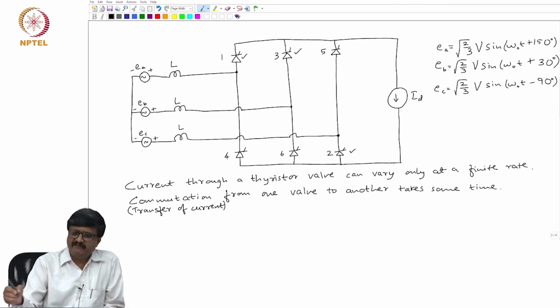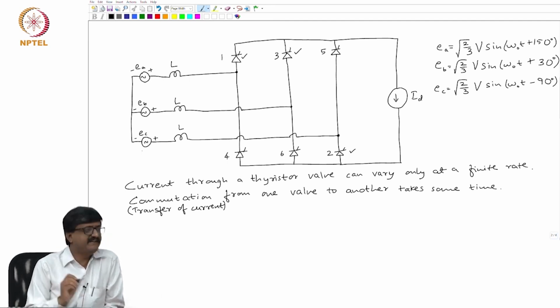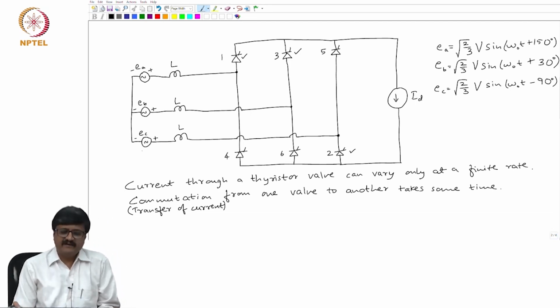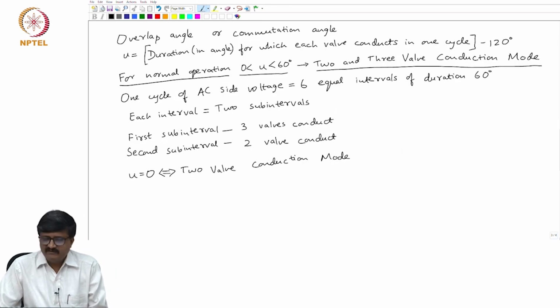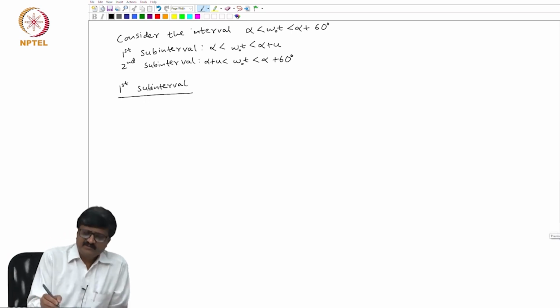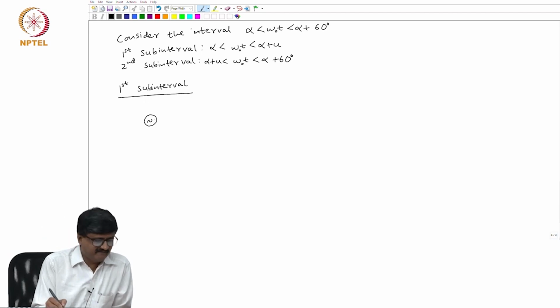In the second subinterval, which valves conduct? 2 and 3. So, when only 2 and 3 conduct, EA does not carry current, only EB and EC. So, what I will do is, I will just draw a simplified diagram where I only show those components which carry current. So, when something is not carrying a current, I can just remove it. Okay, it's an open circuit. Okay. So, I will just draw a circuit diagram showing only those components of the circuit which carry a current.